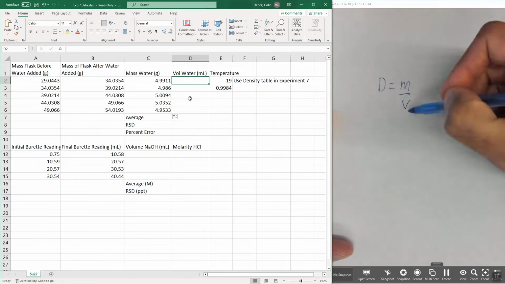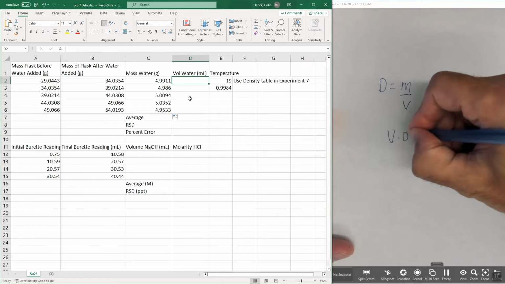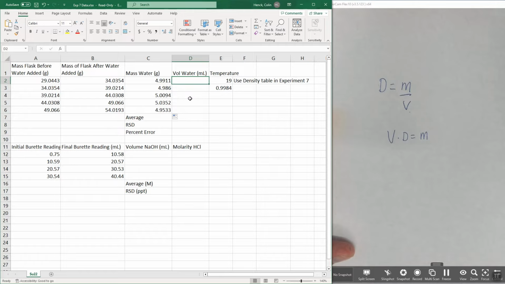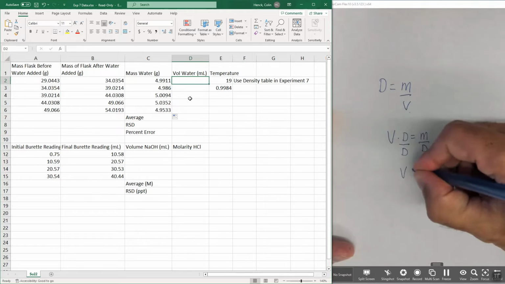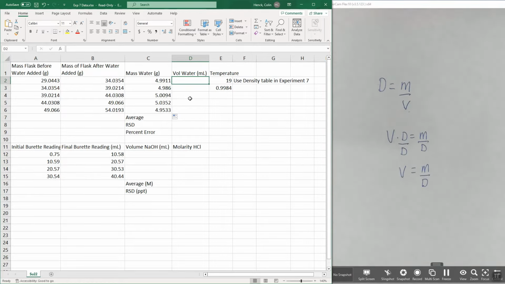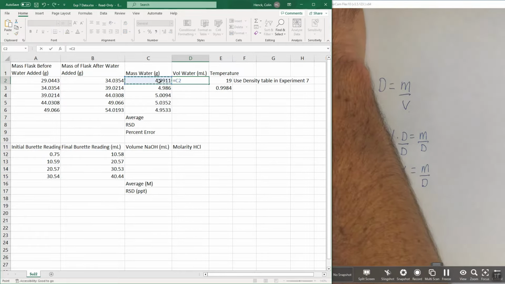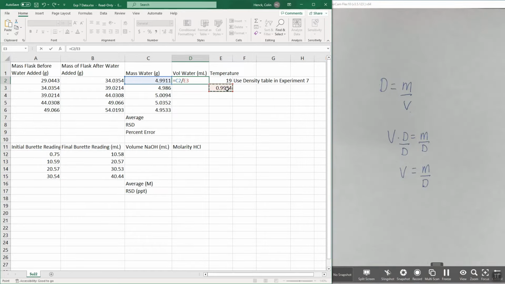If we cross multiply here, we find that volume times density equals mass. Then we divide by density. We find that volume equals mass divided by density. So we want to take the mass of the water and divide by the density of the water. Now, there's a small problem here.